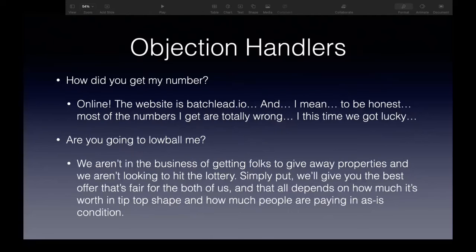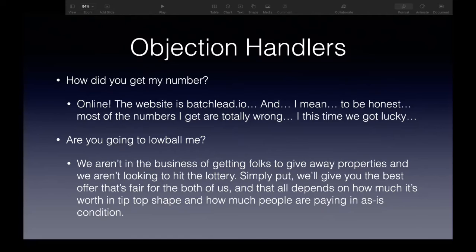How did you get my number? For me, I tell them I got it online. I tell them the truth. Online website is batchleads.io. And to be honest, most of the numbers that they give me are totally wrong, but I guess this time we got lucky. And when you say that, it makes them feel lucky.